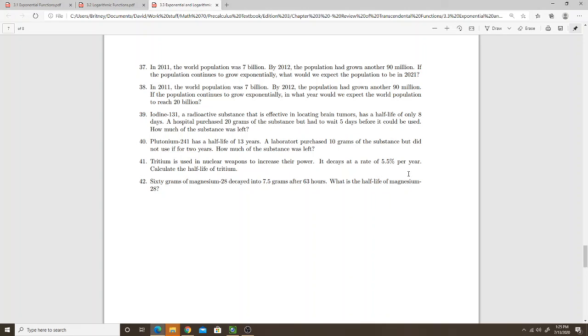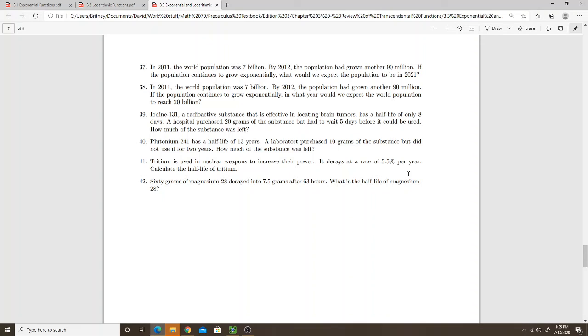41, I'm sure, is kind of similar to that. It says tritium? Tritium? I don't know. It's been a long time since I've taken chemistry. I should probably take a chemistry class and brush up. Anyway, tritium is used in nuclear weapons to increase their power. It decays at a rate of 5.5% per year. Calculate the half-life of tritium.